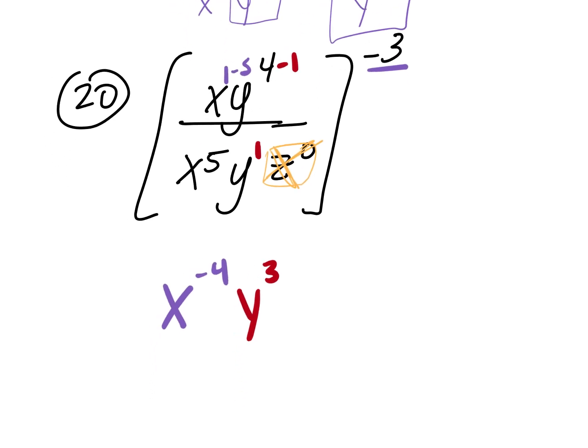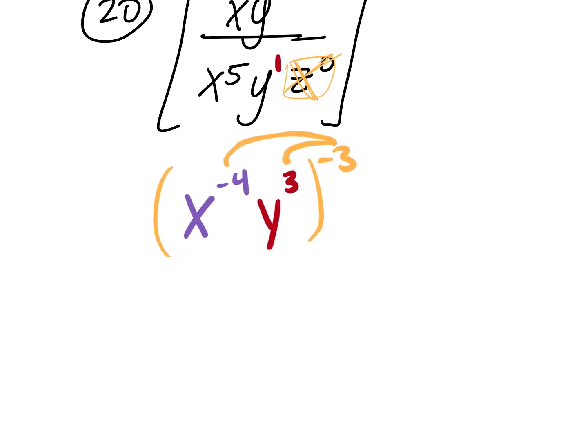Now this is still all raised to the power of -3. Can't forget about that exponent. What do I do next? Distribute. What do I do when I have a power raised to a power? Multiply. So this is x to the power of what? 12. And y to the power of negative 9. Am I done? I've got to move the y to the power of 9 to the bottom. So x to the power of 12 stays on top, and y to the power of 9 goes to the bottom.